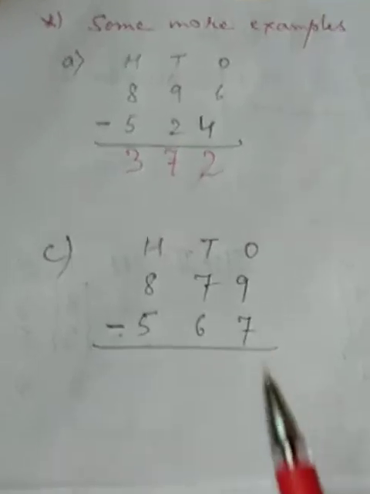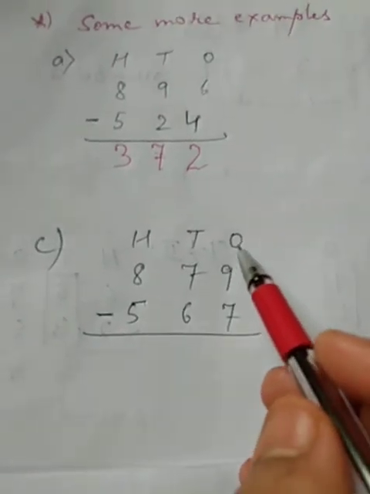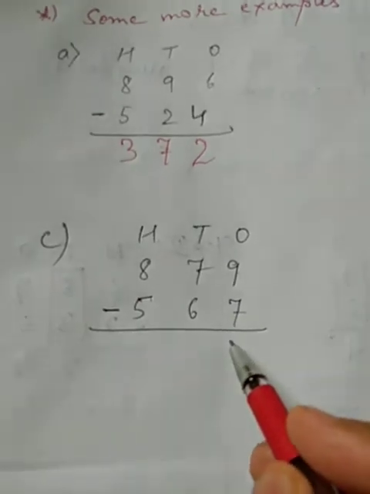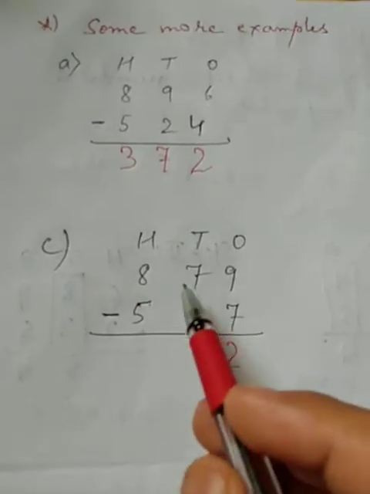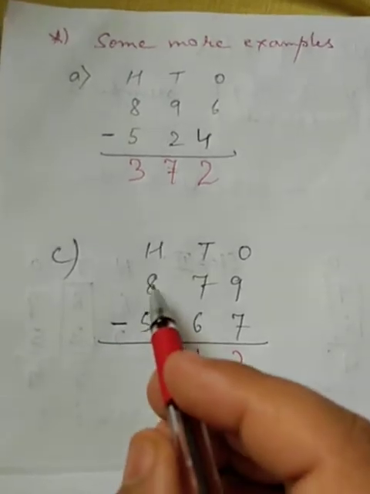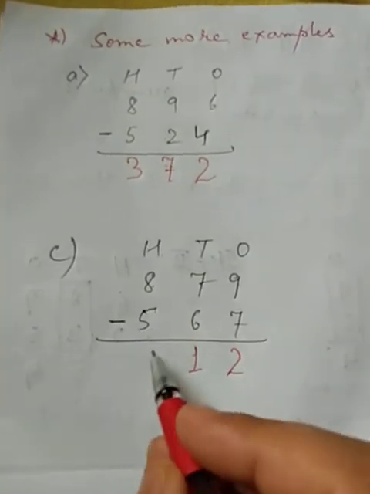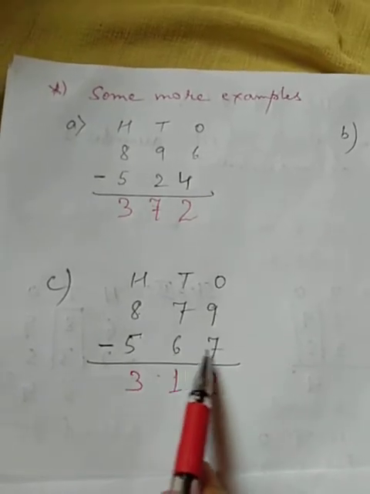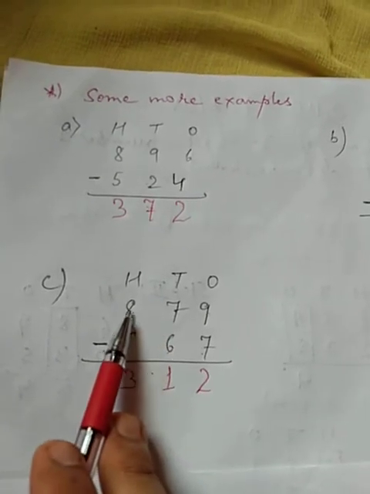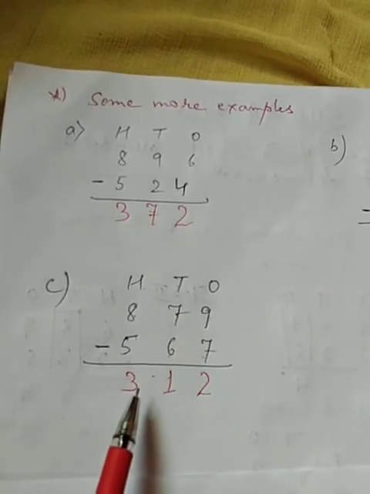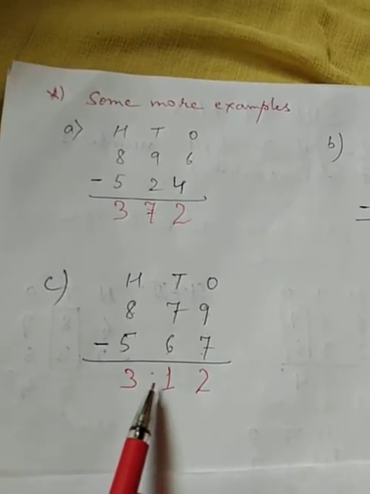One more example. Starting with the ones place, 9 minus 7 will give 2. 7 minus 6 will give 1, and 8 minus 5 will give 3. So when 567 is subtracted from 879, the difference is 312.